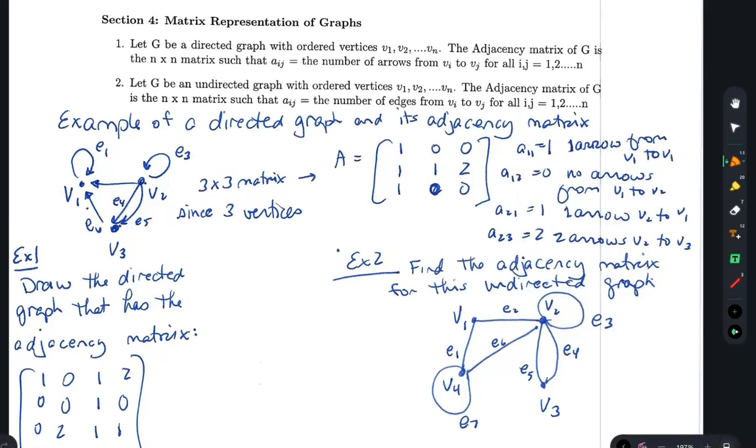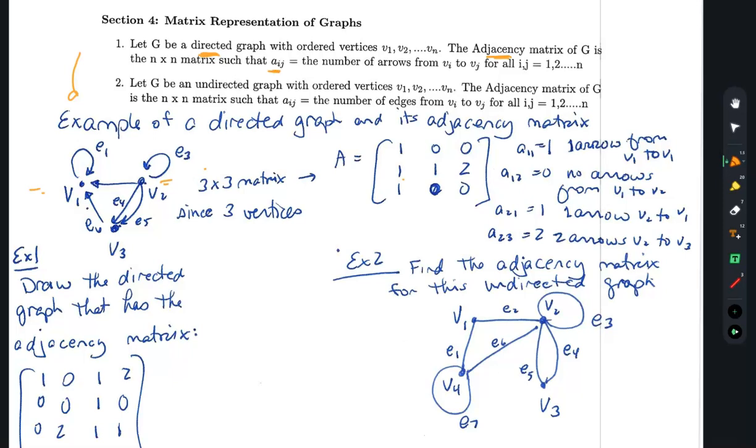So we're back to matrices. It's been a long time since we've seen a matrix. All right, so if I've got a directed graph, which this is because it's got arrows on the edges, then the adjacency matrix matches the graph.